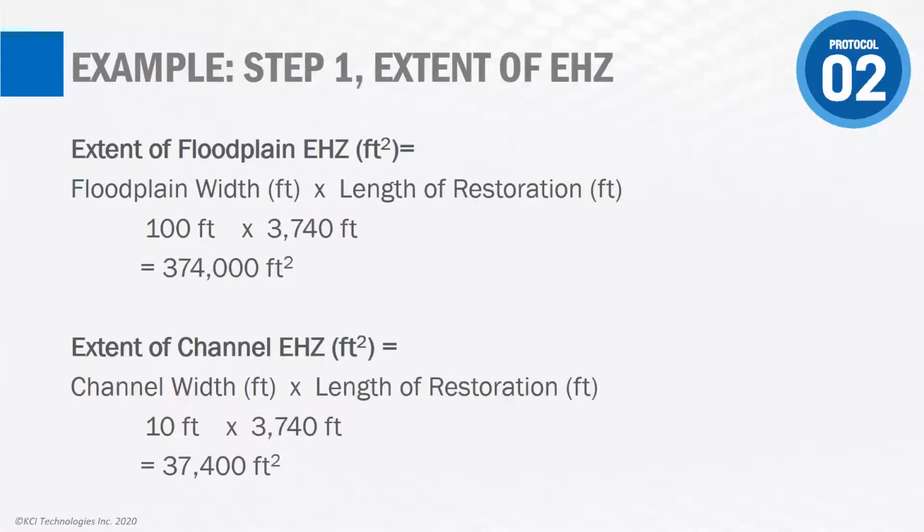So the first step is to calculate the extent of the effective hyporheic zone. In our example, we'll multiply the floodplain width times the length of restoration, and then the channel width times the length of restoration. The example in the guidance keeps the floodplain and channel computations separate throughout the process, and then adds the resulting load reductions together at the end.